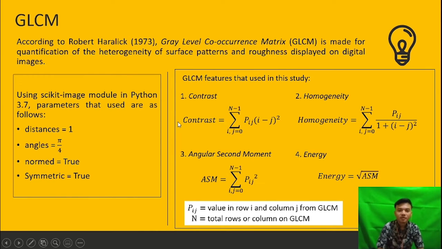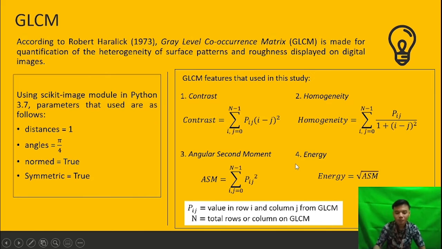This is the second feature that we use in this study, called GLCM. According to Robert Haralick in 1973, the gray level co-occurrence matrix is made for quantification of the heterogeneity of surface patterns and roughness displayed on digital images. There are 4 GLCM features that we use in the study. First is contrast, second is homogeneity, third is angular second moment, and fourth is energy.